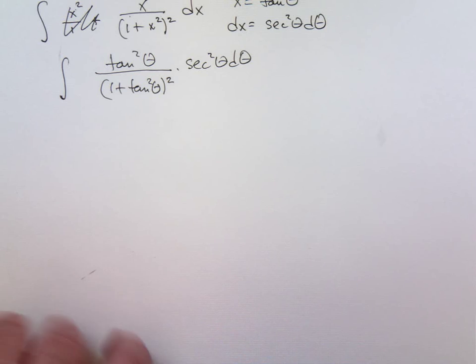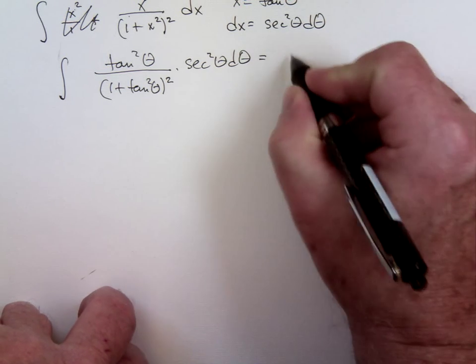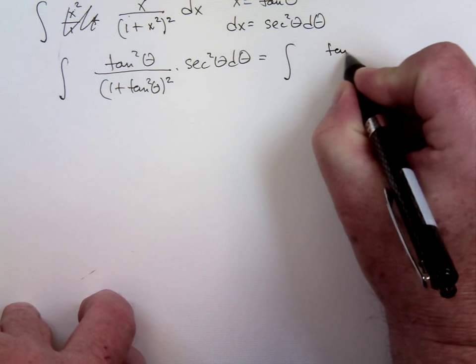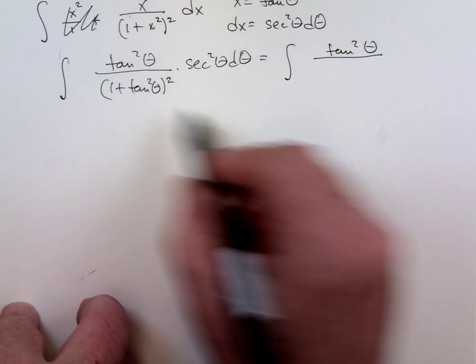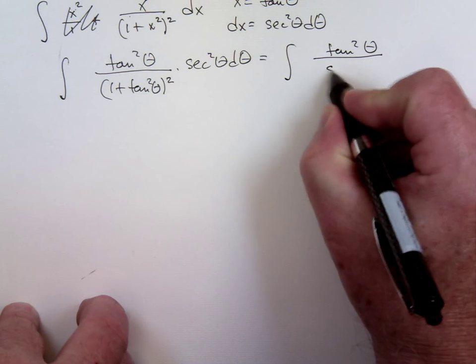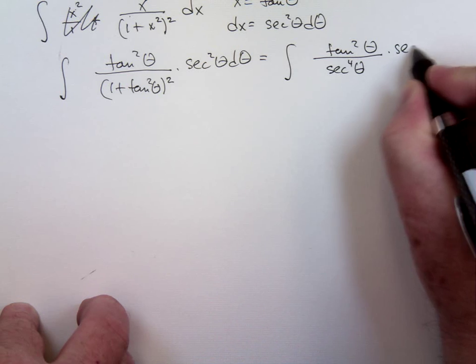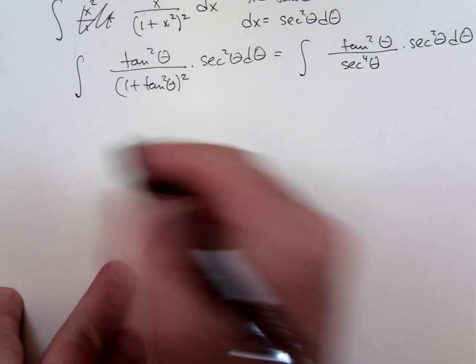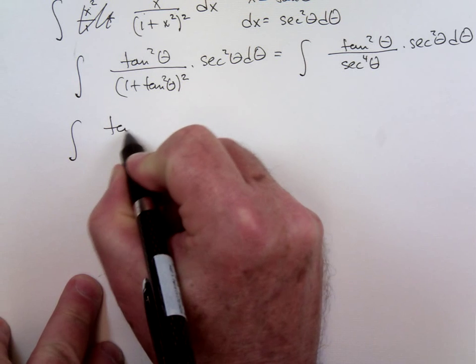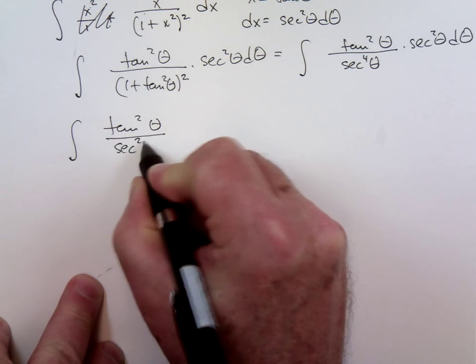Okay? Well, what's 1 plus tangent squared equal to? Okay, secant squared. The point of making that particular substitution is to replace this with the secant squared squared, which is a secant to the 4th. And now we can cancel a couple of secants out to end up with tangent squared over secant squared.